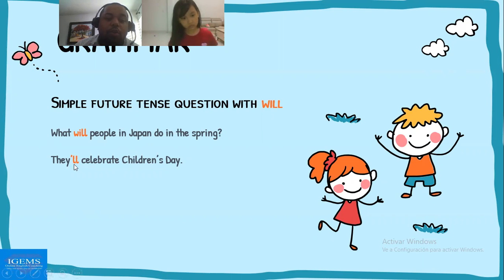Here we could say they will celebrate Children's Day. They will celebrate. However, in order for them not to use "they will," you say a larger word. So they use "they'll." That's right. They just contract. Yeah. This is a contraction, and they say "they'll celebrate." Right? They'll celebrate.